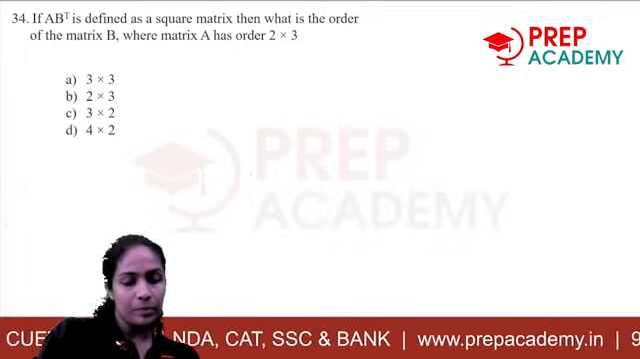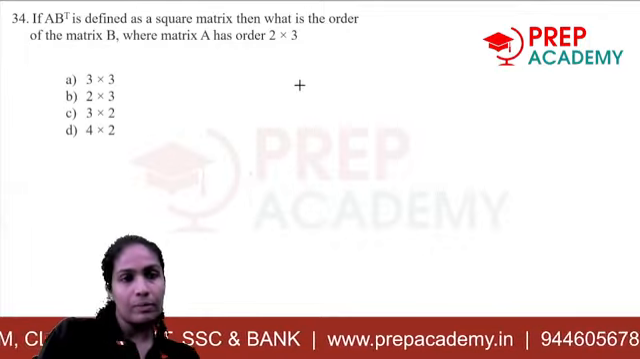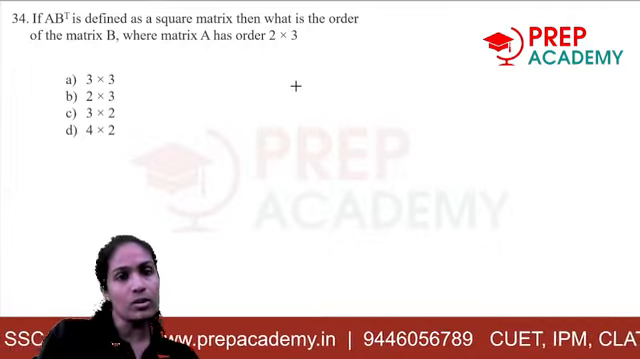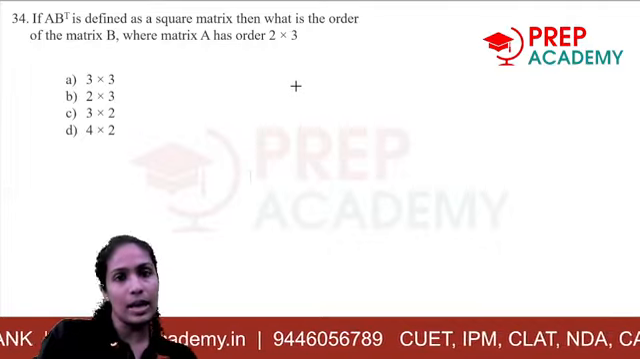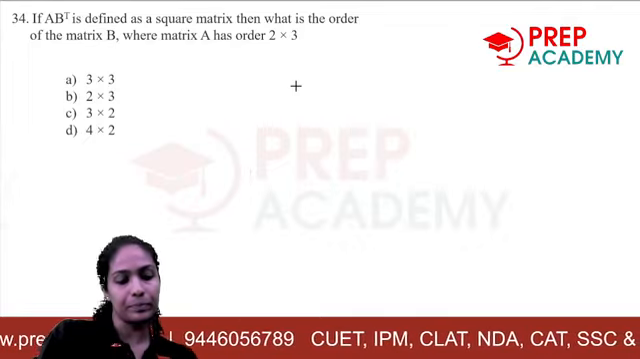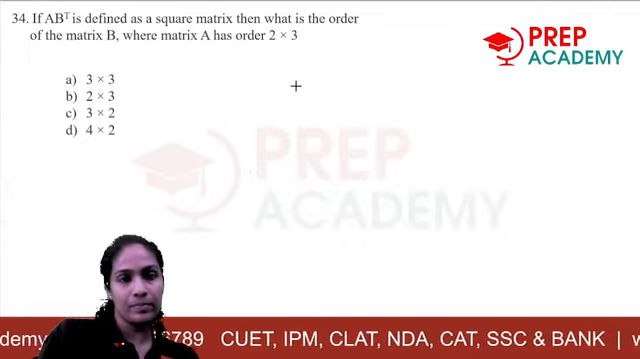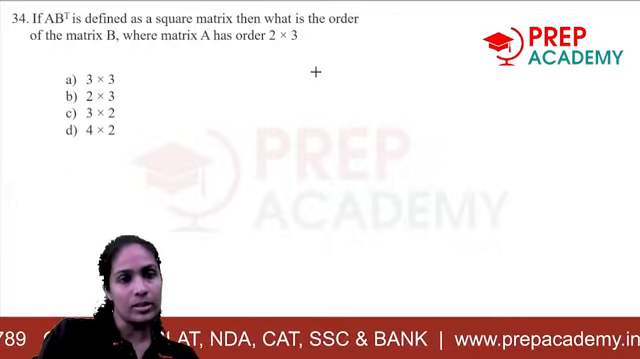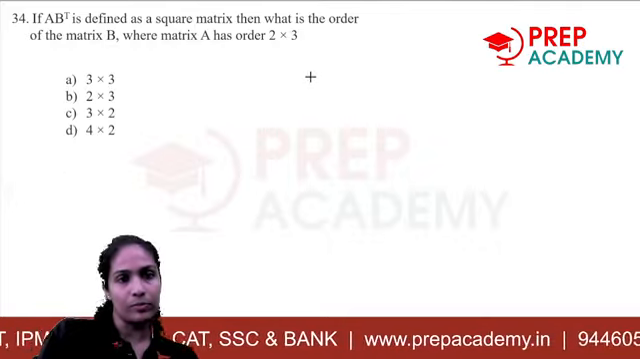The next question. If A into B transpose is defined as a square matrix, then what is the order of the matrix B, where matrix A has the order of 2 by 3? Option A 3 by 3, option B 2 by 2, option C 3 by 2, and option D 4 by 2.